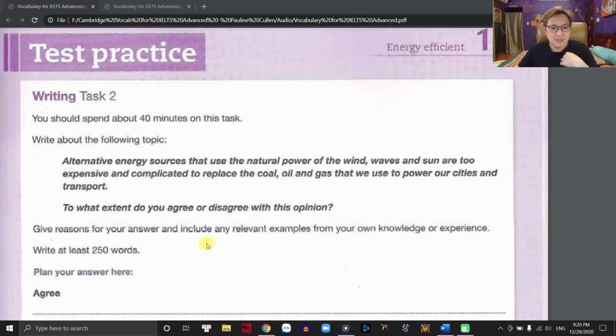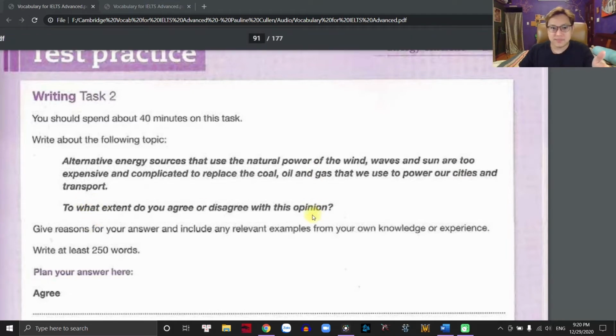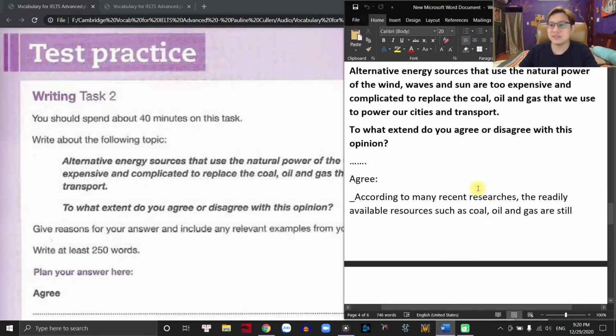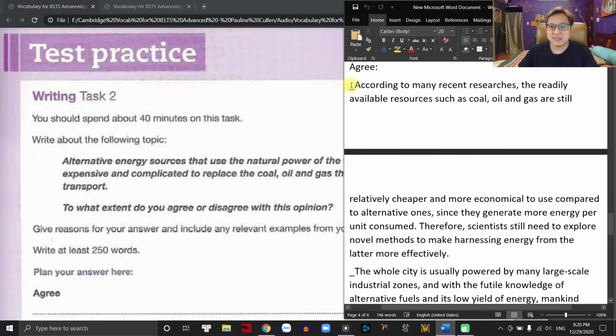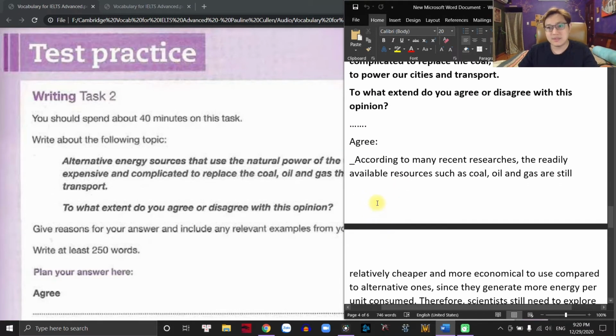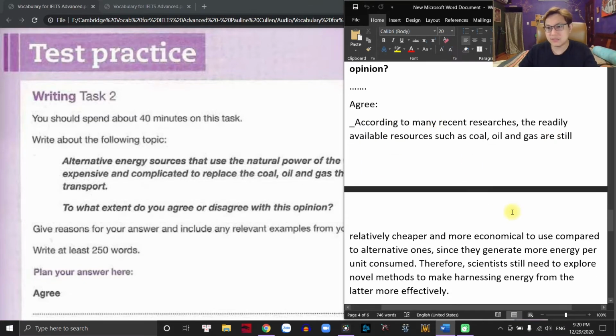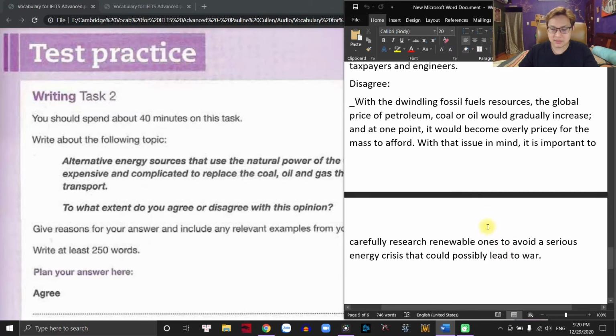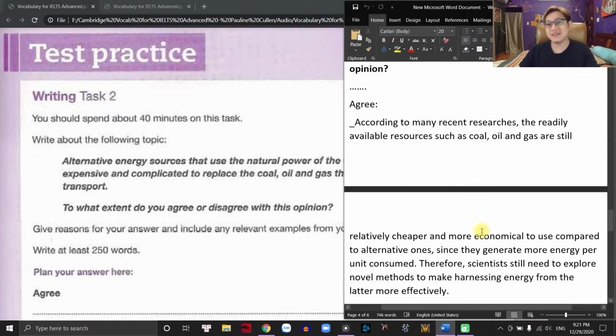Now, and then basically this is the thing. They say that alternative energy sources are too expensive and complicated to replace fossil fuels to power our cities and transport. So do you agree or disagree? And then to what extent? So here is how I have prepared my planning. So you can see I plan it in a sentence form because that's how I often do. But you can write bullet points, okay? Cái phần planning của mình đã chuẩn bị sẵn đó là đây là cái phần mà mình viết thành từng cái câu và liên kết chúng lại luôn. Nhưng nếu các bạn không làm được như thế thì cứ viết theo kiểu dịch đầu dòng thôi, xong tìm cách liên kết nó lại.